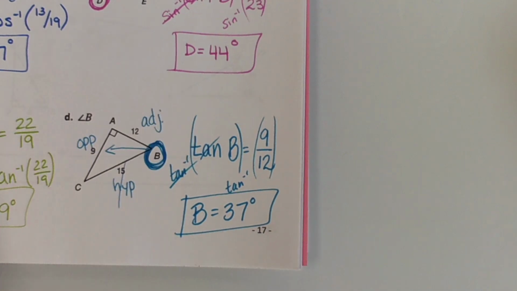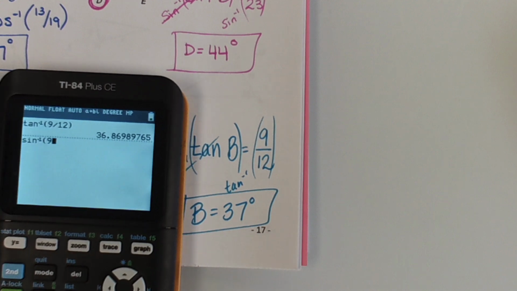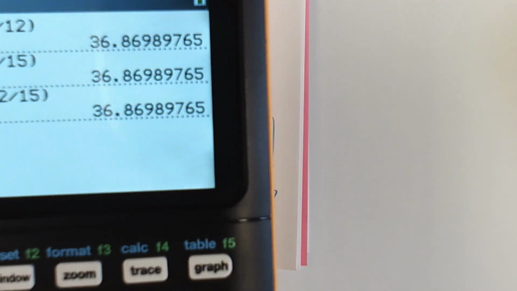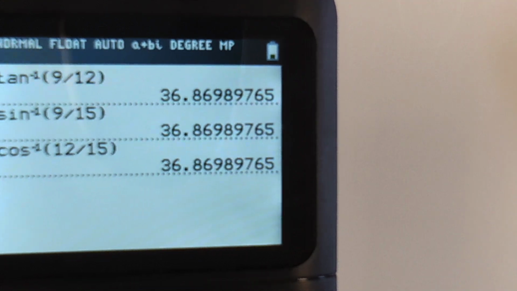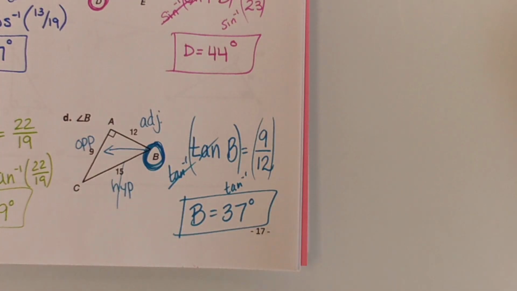Sine would have been sine inverse of 9/15. Cosine would be cosine inverse of 12/15. You get the exact same thing. If you don't get the exact same thing, that's a problem. Okay.